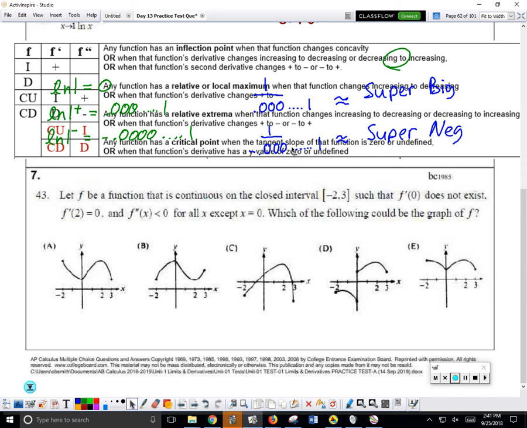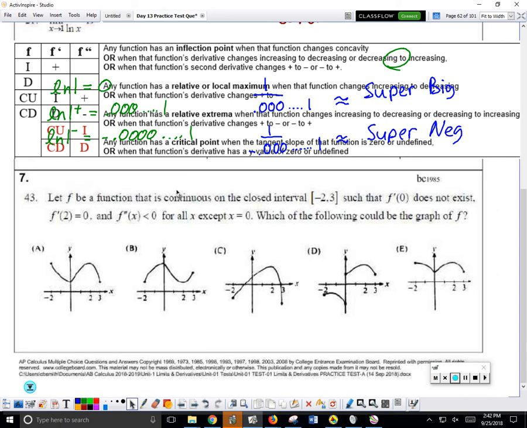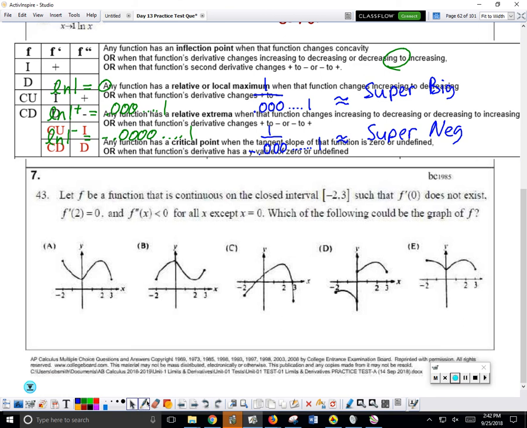Good. Let me just restate it so the video can hear it. So f has to be continuous, so absolutely cannot be D. Keep going. And then f prime of 0 doesn't exist. And then f prime of 2 is 0, so there's a tangent slope at (2, 0) on f.